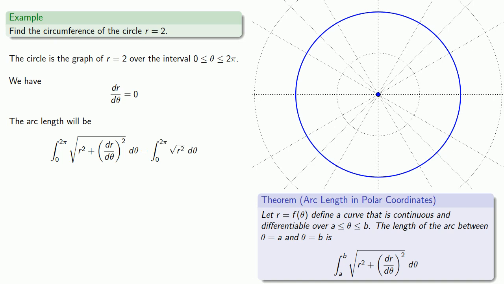Our differential variable is theta, so we have to get rid of r, evaluate our integral, and we find a value of 4 pi for the arc length. Since this circle has radius 2, then its circumference is going to be 4 pi. And so we have some confidence that this theorem giving the arc length is actually correct.